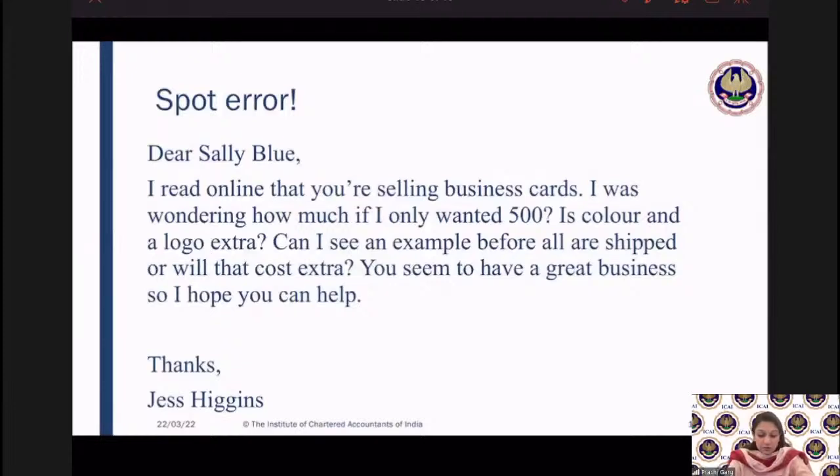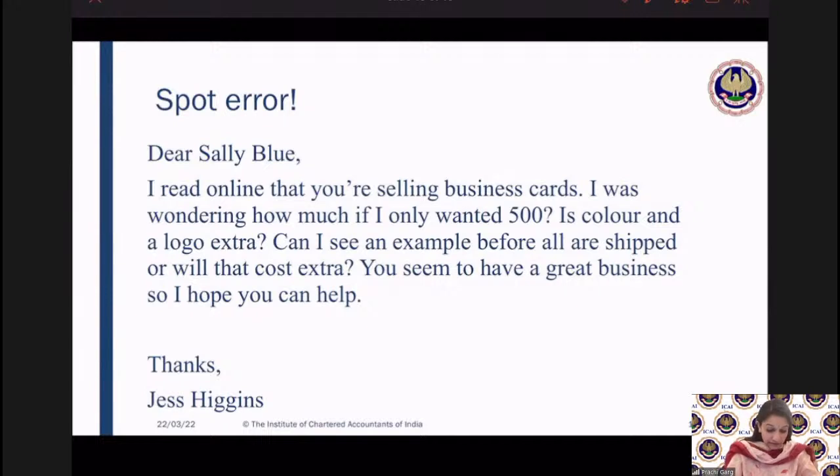She also wants to see an example or a sample before the entire thing is shipped, before she places the order. And then she wants to end by saying that she wants to work with them, she wants to give them the order, but that's not a good way of putting it across. And it's not Dear Sally Blue. Either it's Dear Miss Blue or Dear Sally.